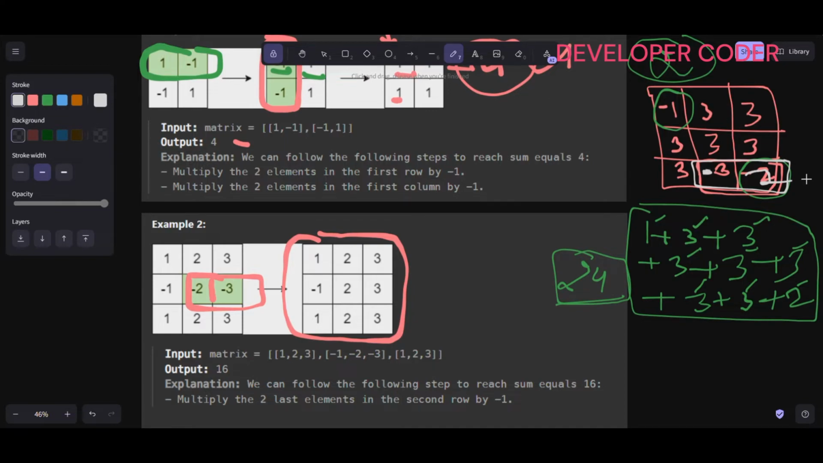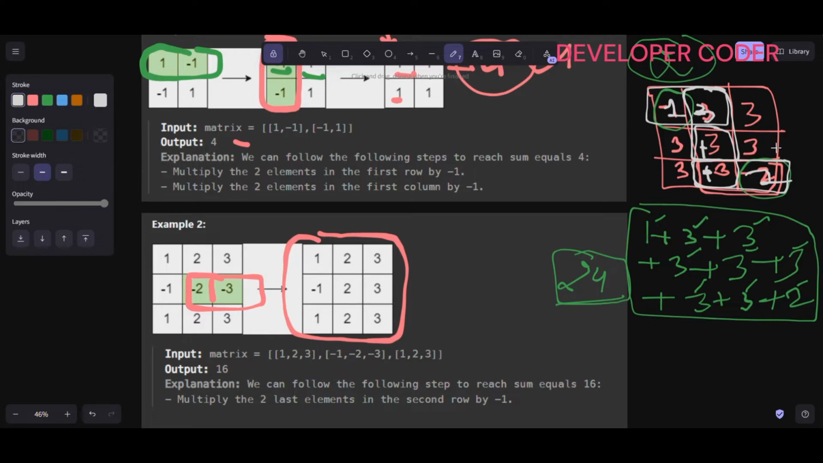Done. Then these two share the same boundary, so I'm going to multiply with -1. This will become +3 and this will become -3. Then these two share the same boundary, so again I'm going to multiply with -1. This is going to become +3 and this is going to become -3. Now these two share the same boundary, so here -1 and -3, I'm going to multiply with -1. This will become +1 and this will become +3. So this is what I'm doing.